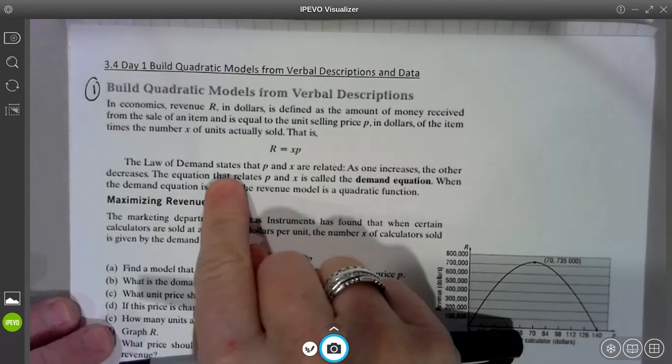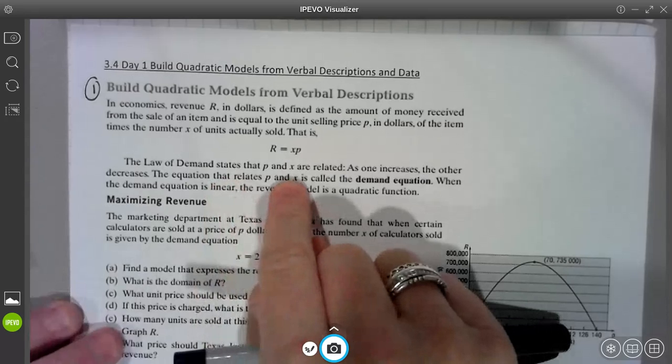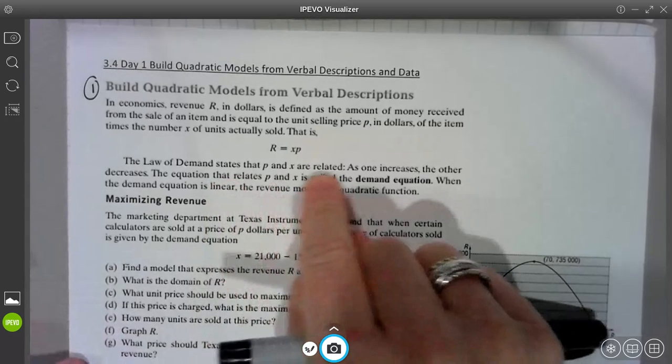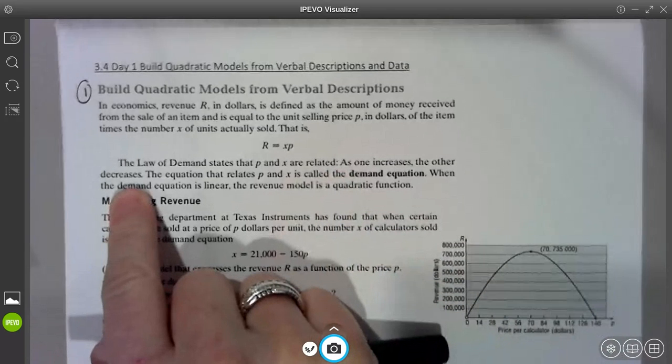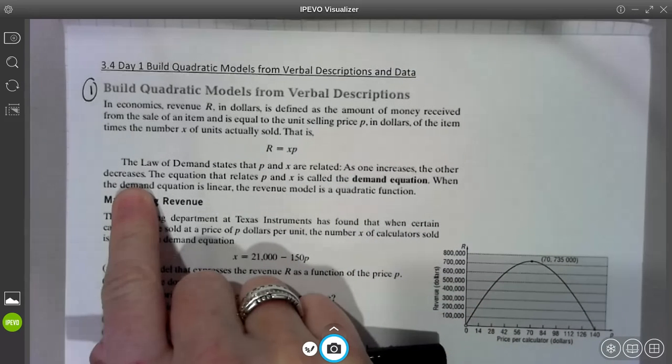The law of demand states that P, the price, and X, the number of units sold, are related. As one increases, the other one decreases. So guys, a lot of times in business, if a company is selling a lot of products, sometimes they can sell at a lesser price because they're selling so many of them. That's how they can still make money. If they're not selling that many, then maybe they have to sell them at a higher price for them to be able to make money, okay?